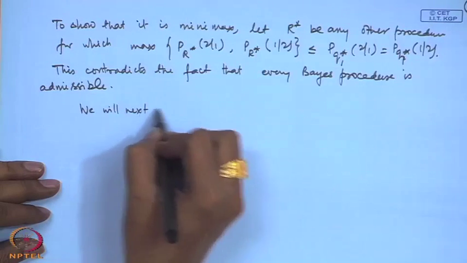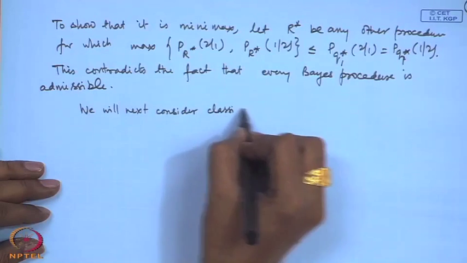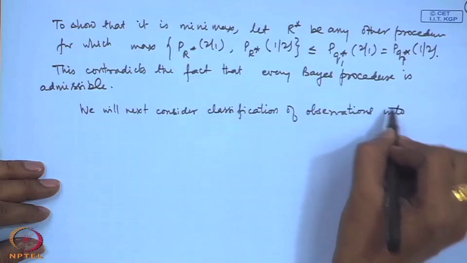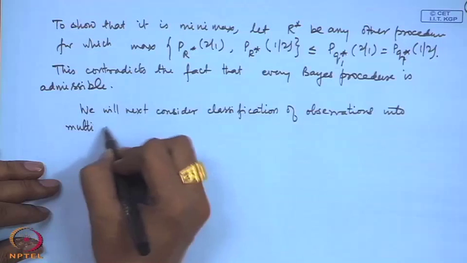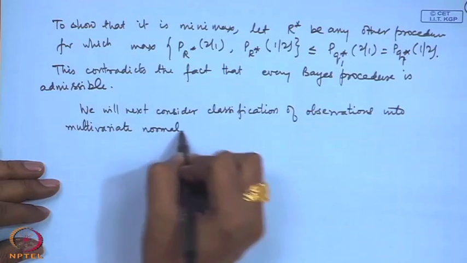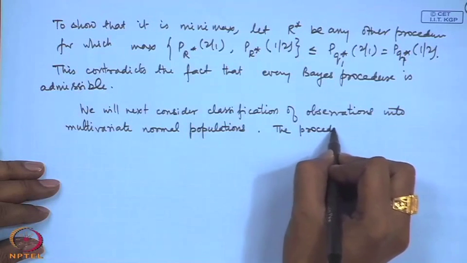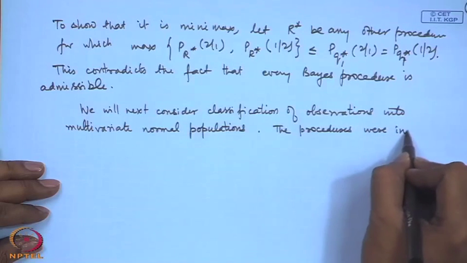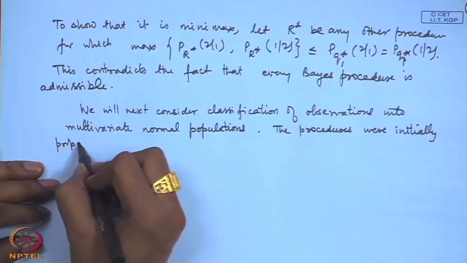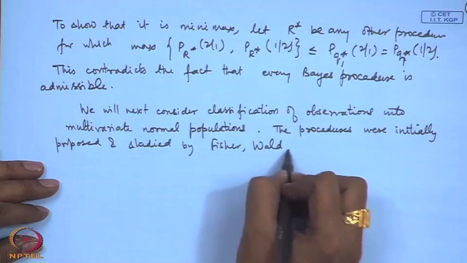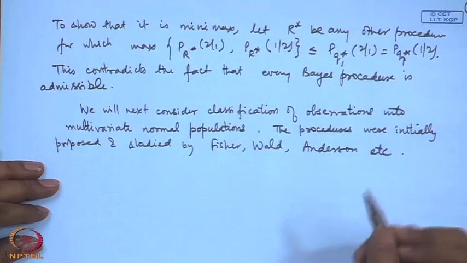We will next consider classification of observations into multivariate normal populations. They were initially proposed and studied by Fisher, Wald, Anderson, etcetera. So, we will discuss the properties of these procedures and how the procedures are actually obtained. So, this I will be covering in the next lecture.